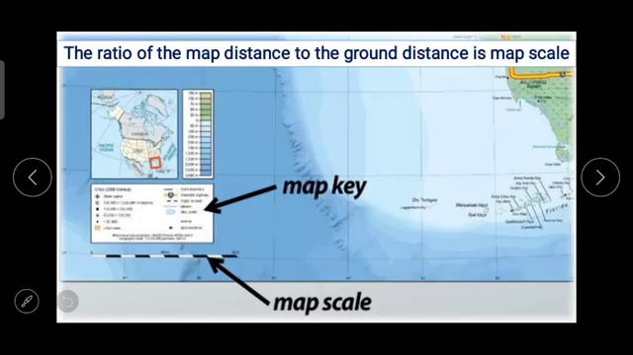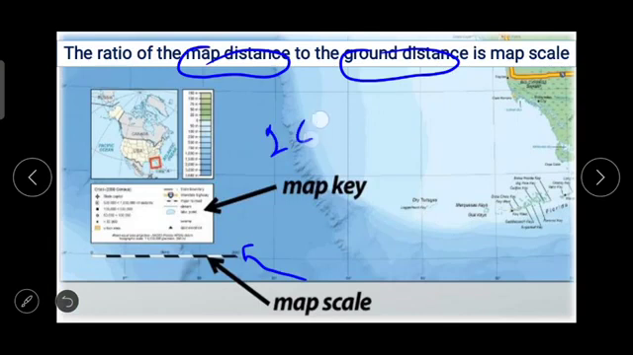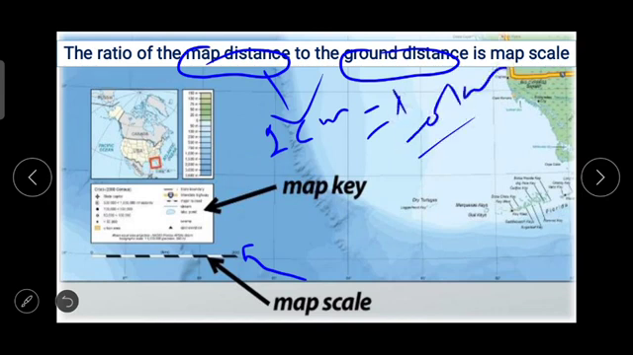Now the next point, in a map scale it is essential to correlate the distance between 2 points on a map and the actual distance between these 2 points on the ground. So the ratio of the map distance to the ground distance is the map scale. Again I am repeating, the ratio of the map distance to the ground distance. For example, in the last one, 1 centimeter is the map distance and the ground distance is 10 kilometer. 1 centimeter is equal to 10 kilometer.